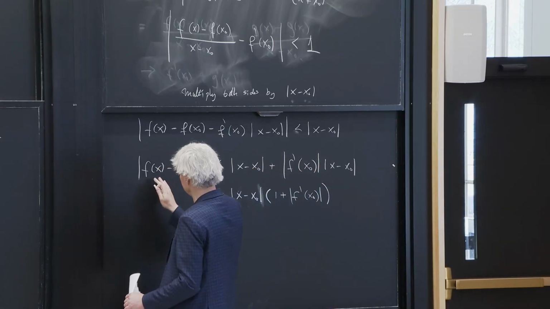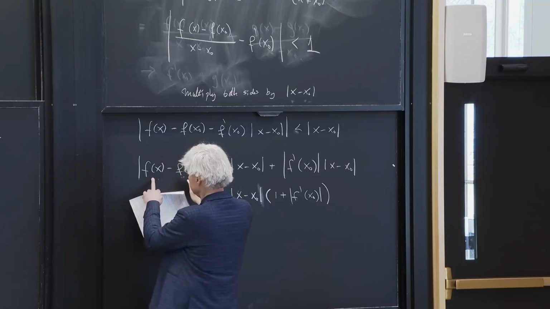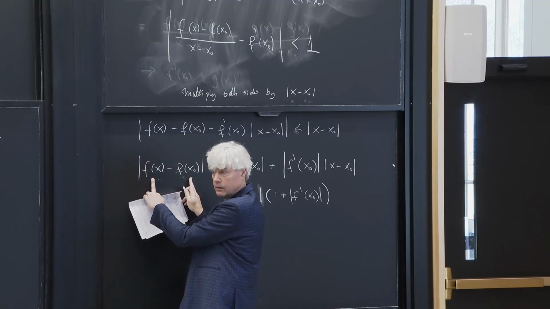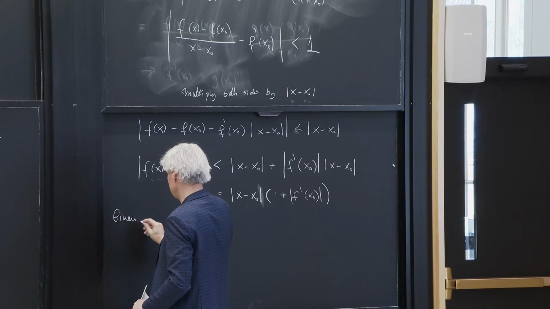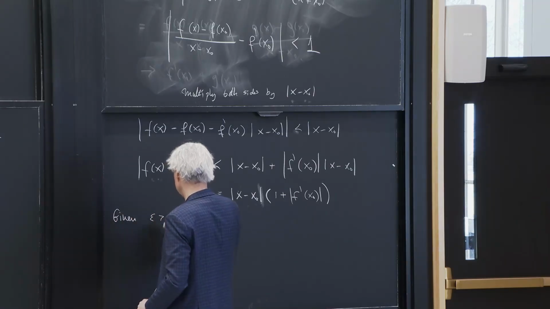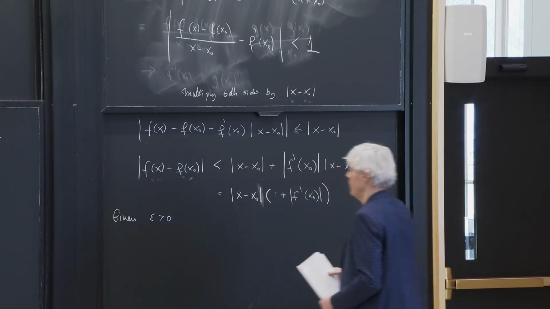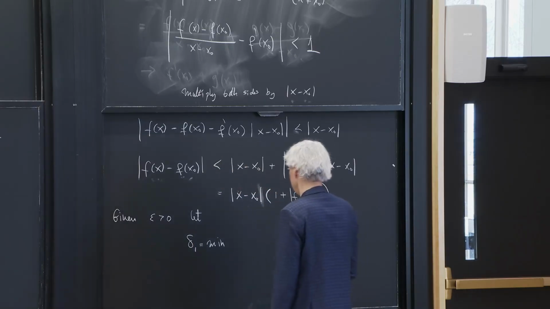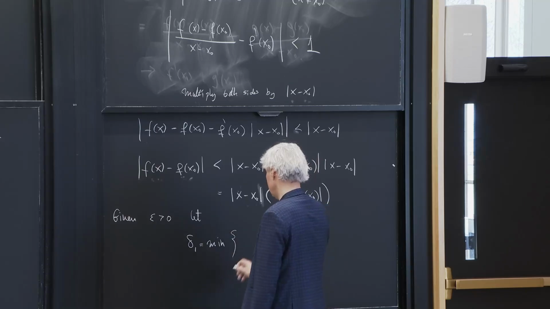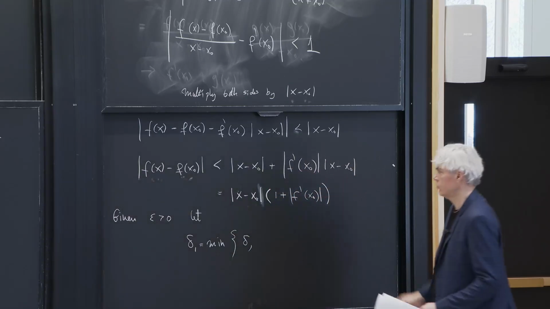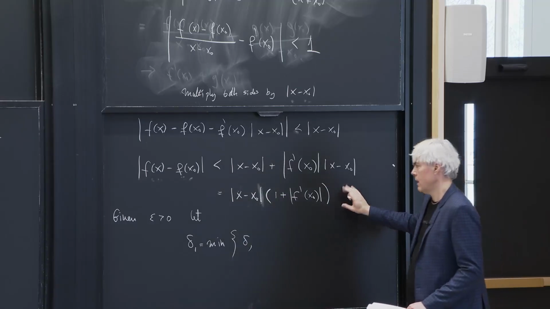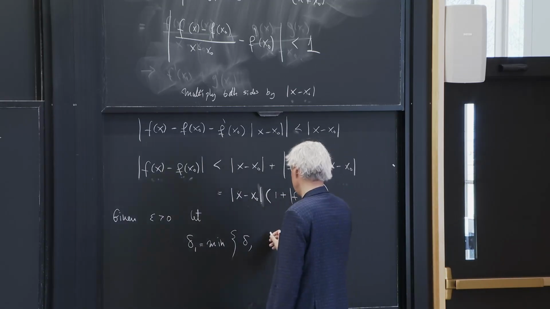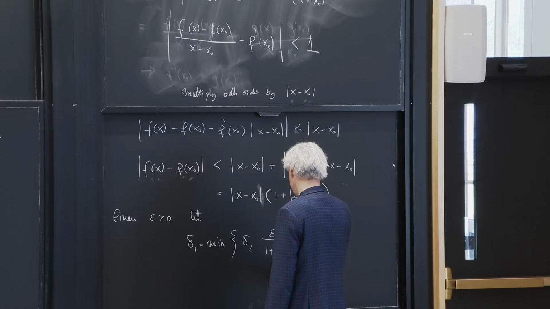Now you want to prove that f is continuous at x0, so you want this to be less than some given epsilon. So given epsilon greater than 0, you let delta 1 be the minimum of the delta that I already chose, so then I have this inequality, and epsilon over 1 plus f prime of x0.